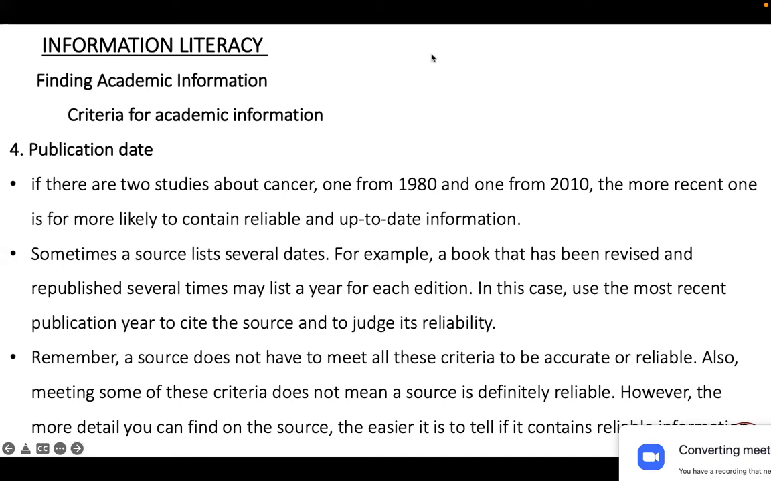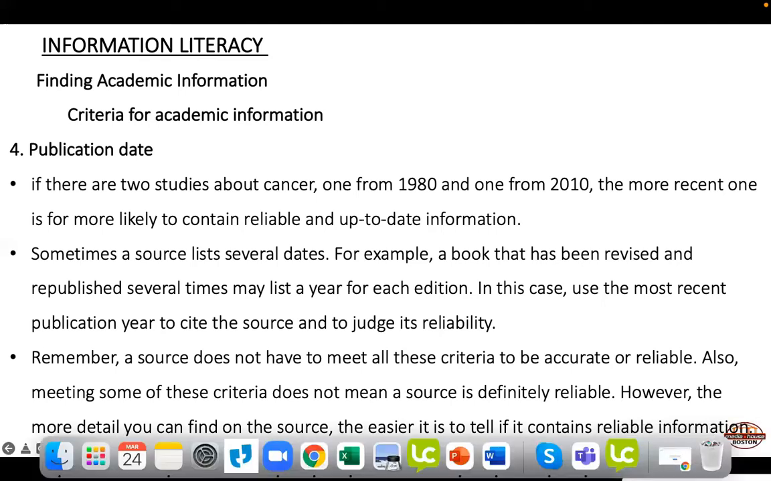A source does not need to meet all the criteria to be accurate or reliable, but meeting some of the criteria does not necessarily mean that a source is reliable. But the more detail we can find about the source, the easier it is to tell if it contains reliable information. Questions or comments?